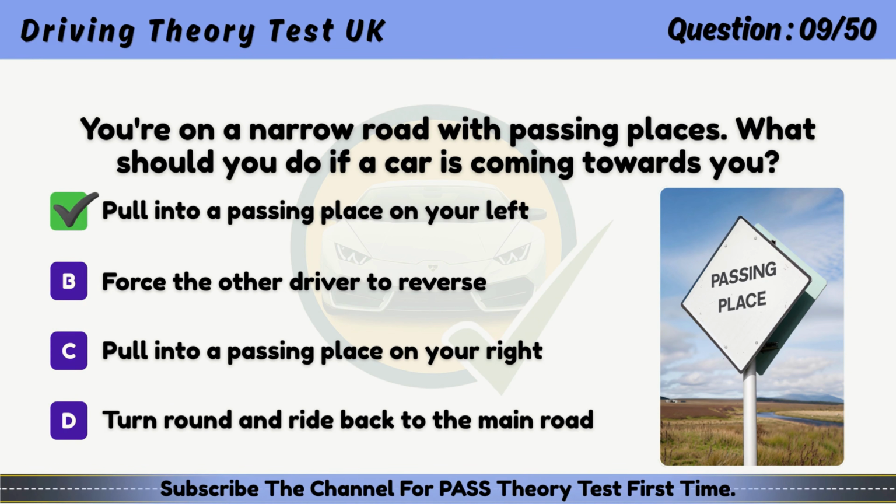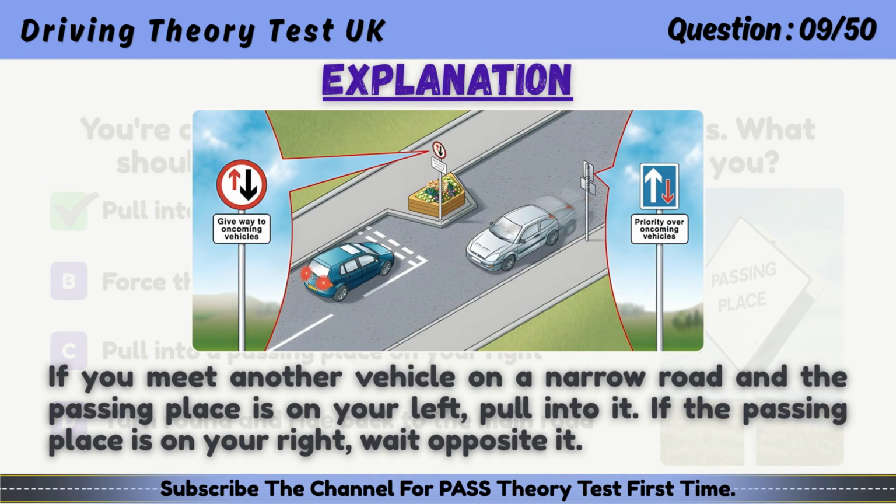Answer is A. Pull into a passing place on your left. If you meet another vehicle on a narrow road and the passing place is on your left, pull into it. If the passing place is on your right, wait opposite it.